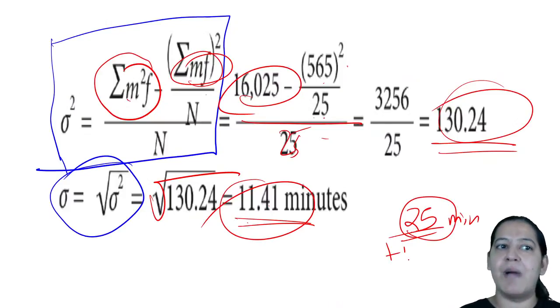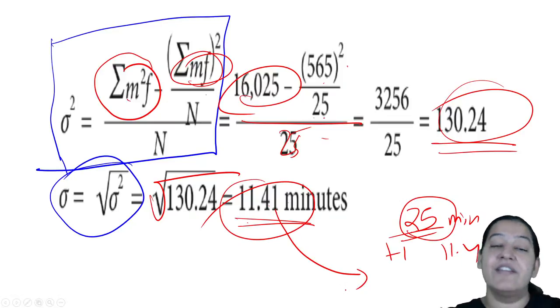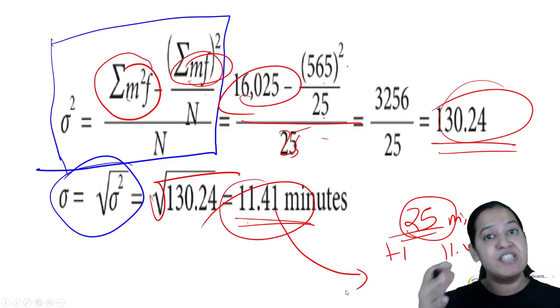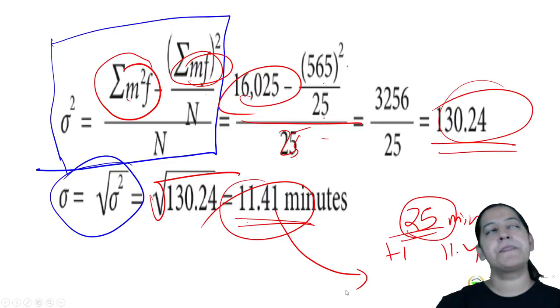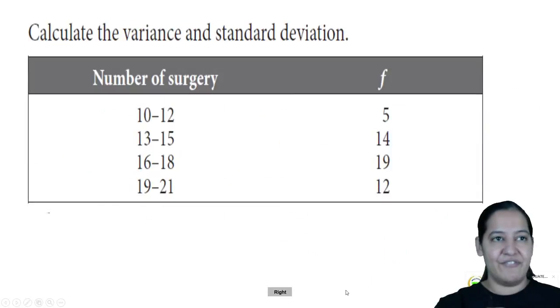25 minutes plus minus 11.4. So 11.4 is giving us the standard deviation. It can be plus, it can be minus. So that is the average standard deviation. Give me a thumbs up. If you understand the standard deviation term now, it will be easy for you to understand the normal distribution curve, the normal Gaussian curve. These things are difficult, but I tried.